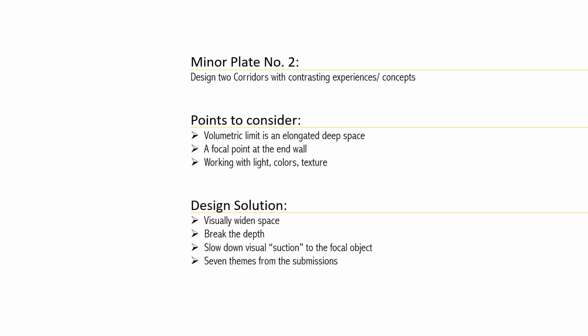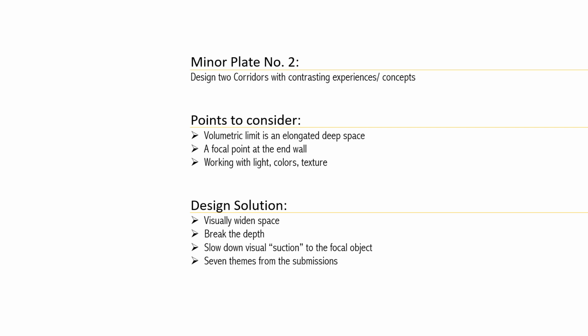So in minor plate number 2, I tasked you to design 2 corridors with contrasting experiences and concepts. You were given a volumetric limit, which is an elongated deep space. So that's one point to consider. It was 3 meters wide and 8 meters high, if I'm not mistaken, or 6 meters high. And then it's 8 meters deep. So it's a deep space.